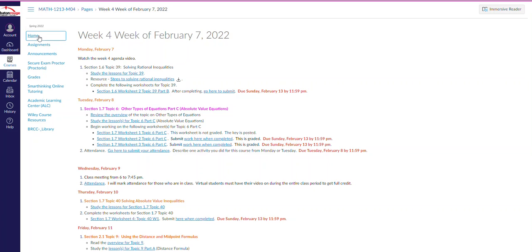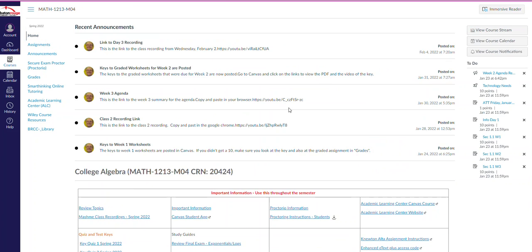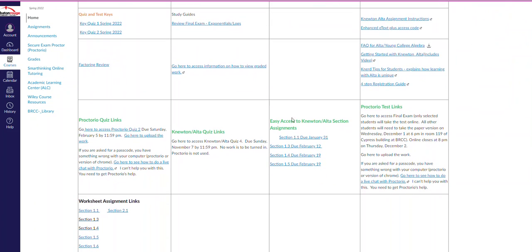Now let's go back to the home page. And so don't forget about your Knewton Alta assignments. So section 1.3 is due February 12th. Section 1.1 is already done. That was due on the 31st. Now, section 1.4 and section 1.5. Section 1.5 is on inequalities, right? So section 1.5 is on inequalities.